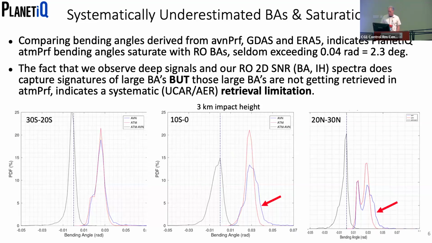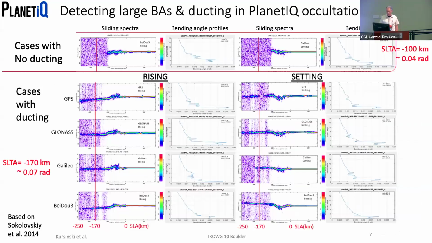So we did histograms. This is like a year ago. We did some histograms of these different latitude bands. The GPS is in red. This is AVN Prof, which is from NOAA forecast, and you can see the problem is the RO is missing the high end of the large bending angles at these low latitudes. And so this has really been driving me to figure out what is going on here and can we do better.